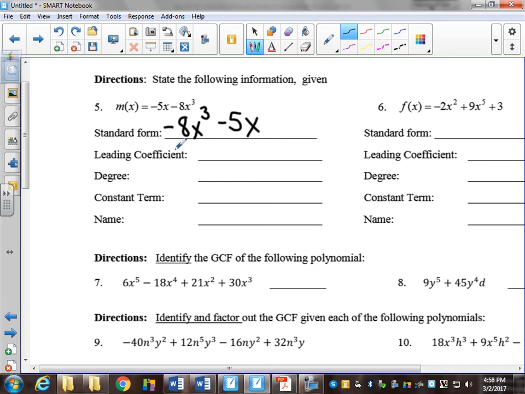Our leading coefficient is always the coefficient attached to the variable with the highest degree, negative 8. Our degree is always the highest degree, which is 3. The constant term is the number with no variable attached to it. In this case, there are no numbers with no x attached to it, so our constant term would be 0. We have a degree of 3, so the name of this is cubic. Another name, for a polynomial with only 2 terms, is binomial.